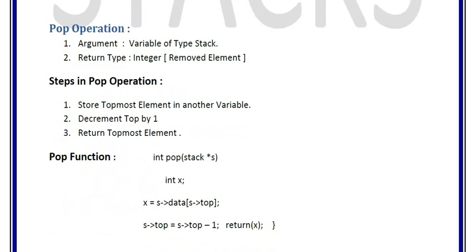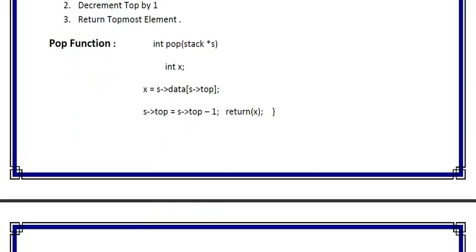Here are some pop operations. One is by argument and another one is by the return type. In the pop operation, we need to decrease the top value by decreasing the index value, and we will pop the data. That is how the code works in the pop function.